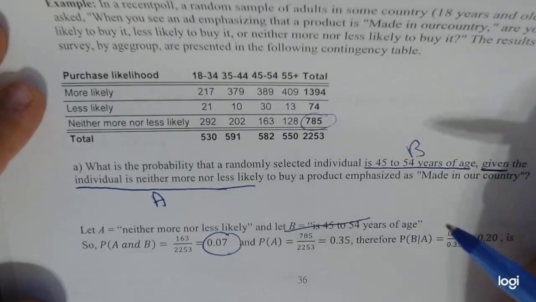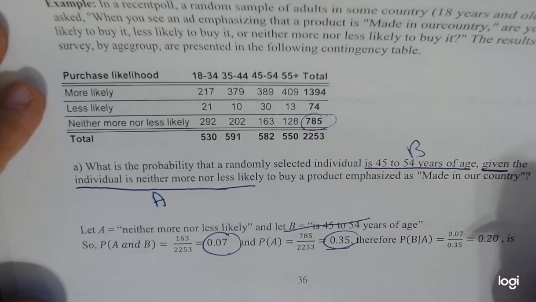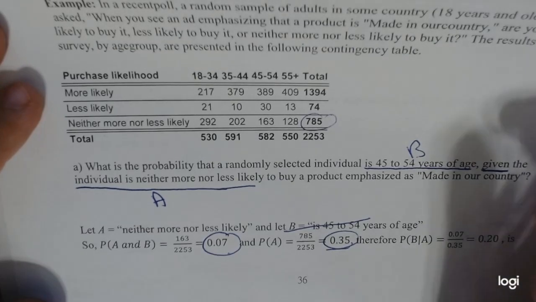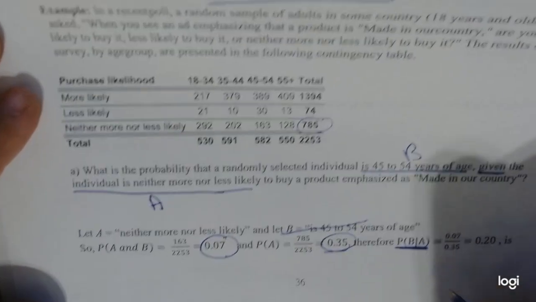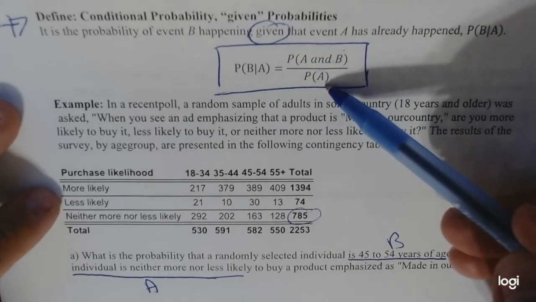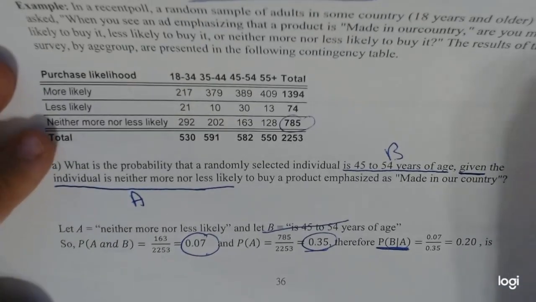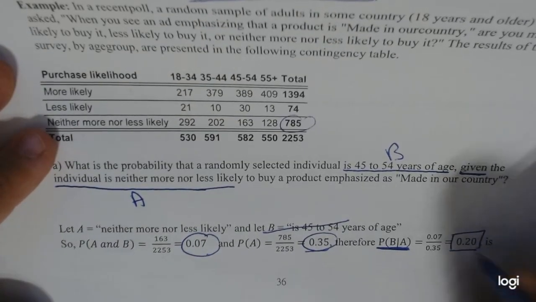785 over 2253, or a grand total of 0.35. Okay. Now, to get our final answer, we want the given portion. It is 0.07 divided by 0.35, just like we have it here, which means this is our final answer there.